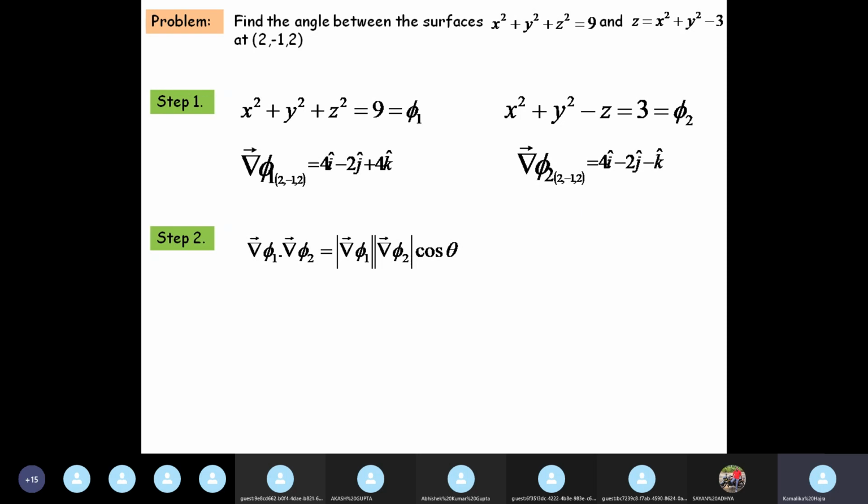So grad phi 1 dot grad phi 2 is mod grad phi 1 into mod grad phi 2 into cos theta. So you do the direct dot product in component form on the left hand side. You have 4 4s are 16 plus 2 2s are 4 plus 4 1s are 4 minus, and on this side you have modulus of this is root 36, modulus of this is root 21, into cosine of theta. So you have theta is cos inverse of 16 divided by 6 root 21. Okay, so this is the required angle between the surfaces at this particular point.